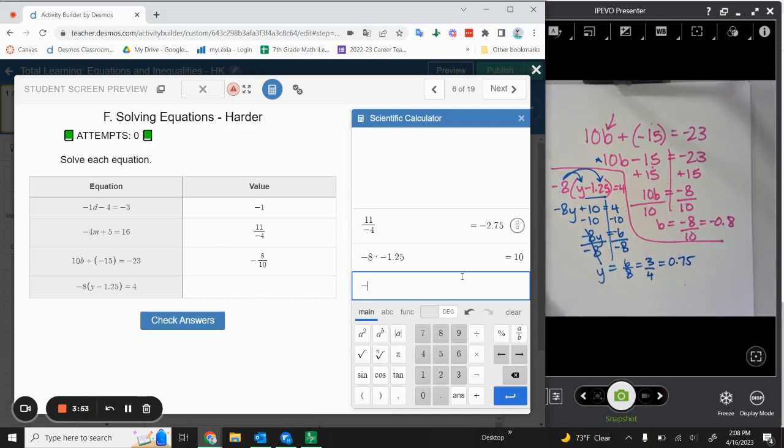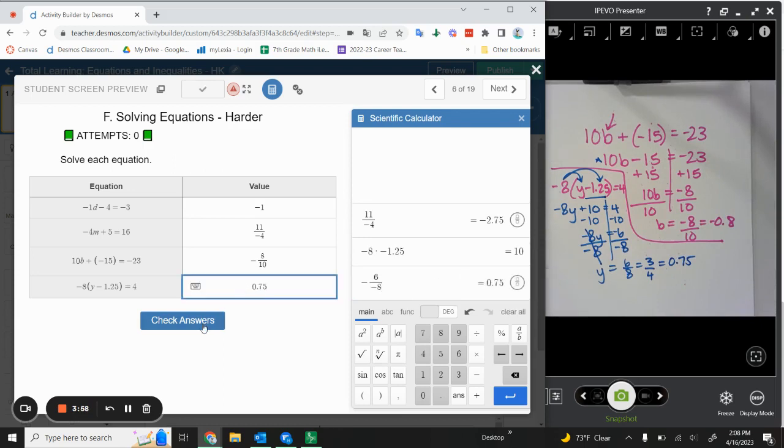Okay, I would take -6 over -8. I get 0.75 as my answer.